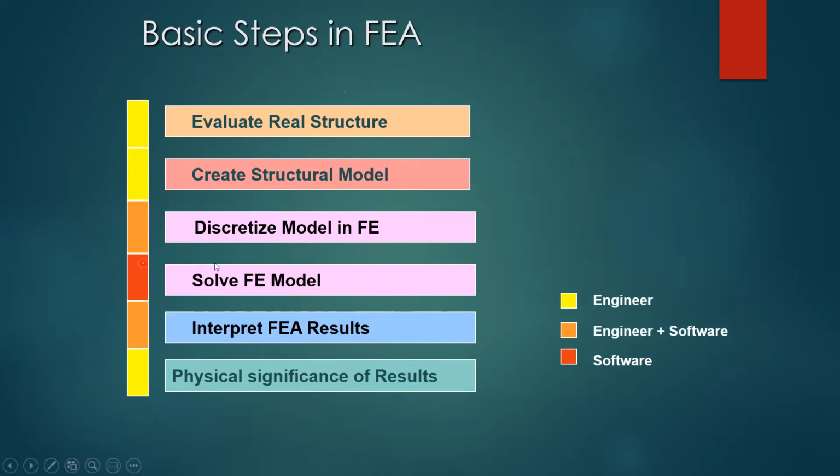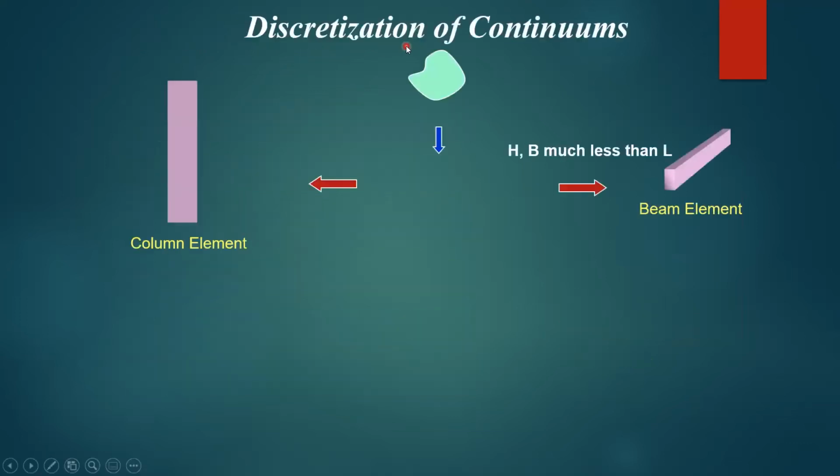But it is also tricky. Using finite element is also tricky. If you don't know what to input, maybe you will get a wrong result. So be careful. After this, the engineer needs to interpret the analysis, and finally get the result and the physical significance of results. So the beginning starts with engineers, and the end is finished by engineers. So this is the basic steps in finite element analysis.